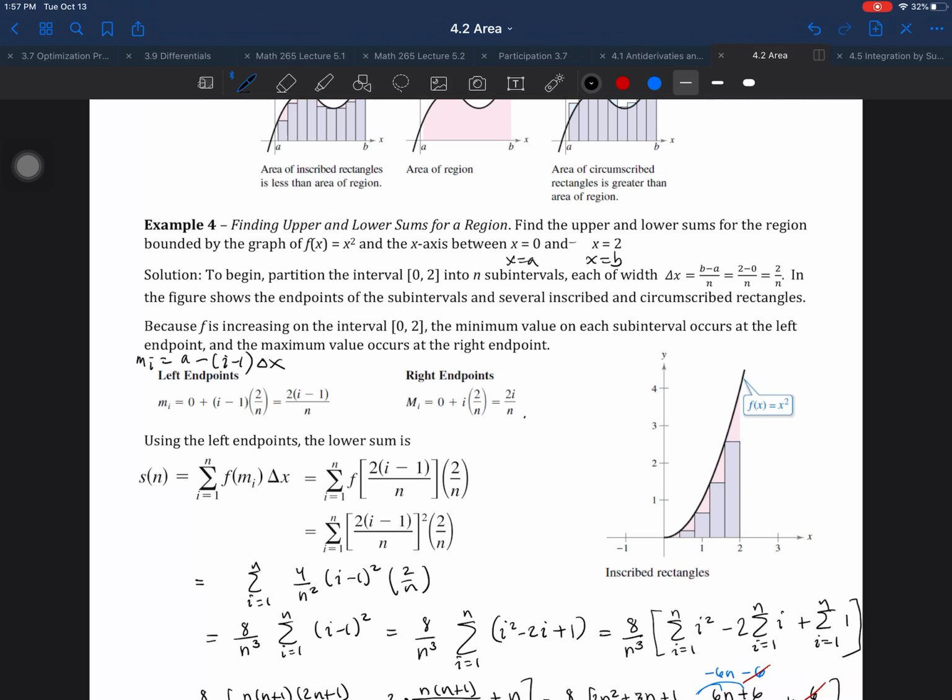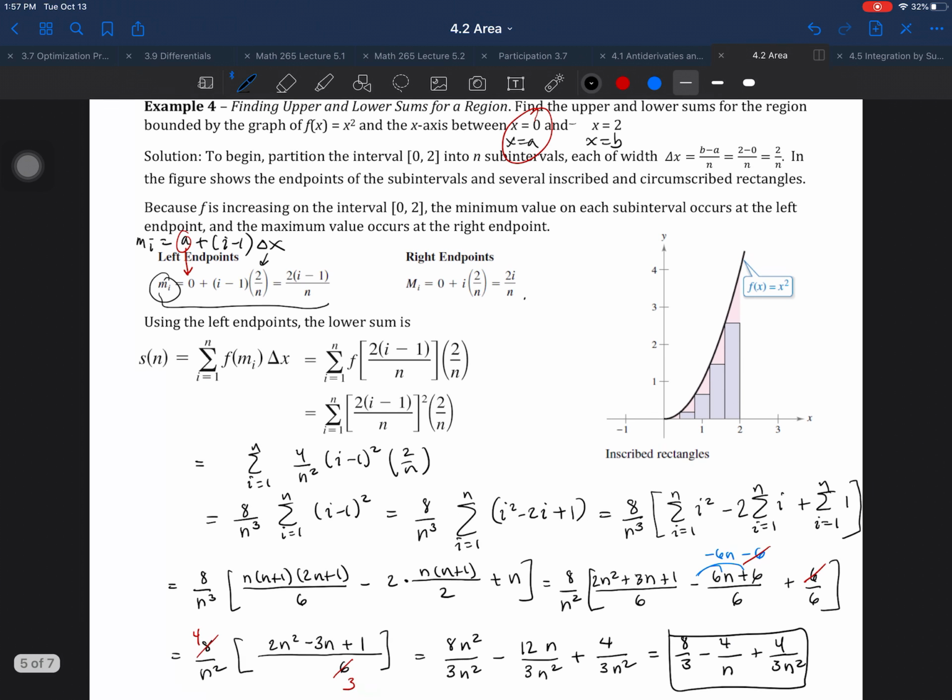That's going to be our little m. If you guys notice, in this example, a equals 0. So a equals 0, and I made another mistake here. This is a plus (i minus 1) times delta x, and delta x is 2 over n. So there you go, right? We don't have to think too hard for this, because this always gives us that number. So we have 2 over n times (i minus 1), which is 2 times (i minus 1) over n.